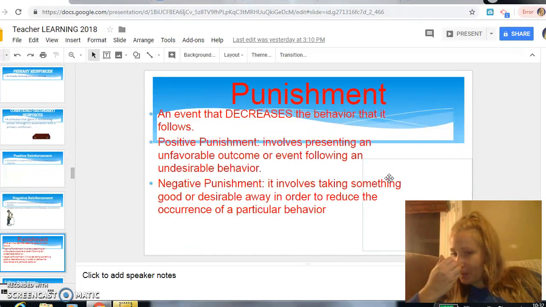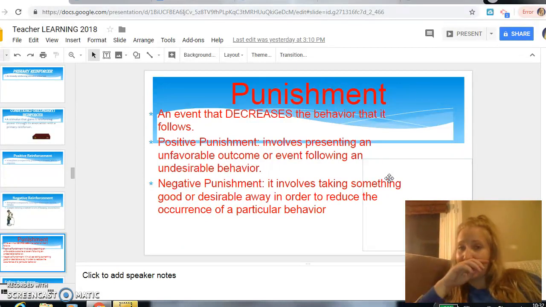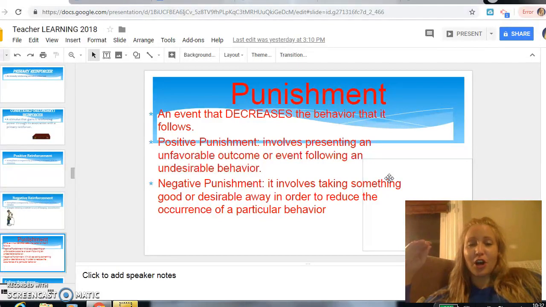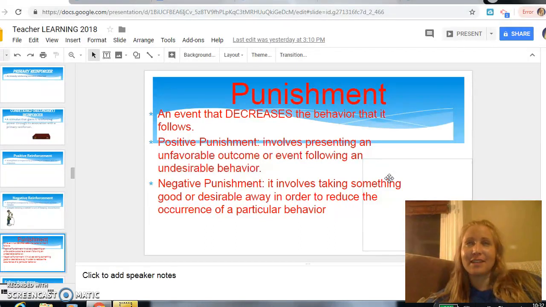Punishment then. So punishment is always meant to decrease a behavior. Reinforcement strengthens, punishment weakens, no matter what. So when we talk about positive punishment, this is like if I were to come into class and start yelling at you because I'm so mad. I'm adding a stimulus, the positive stimulus of yelling. So obviously it's not positive, doesn't mean good, it just means you're adding a stimulus. And I'm attempting to weaken your behavior of talking or doing poorly, whatever it might be.